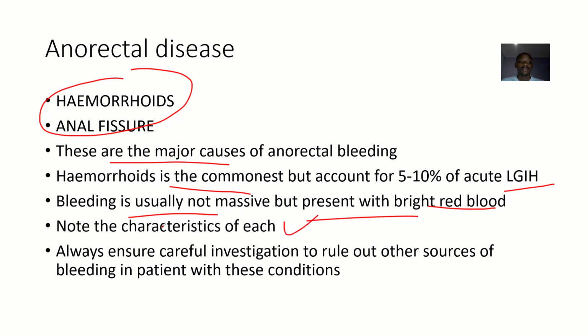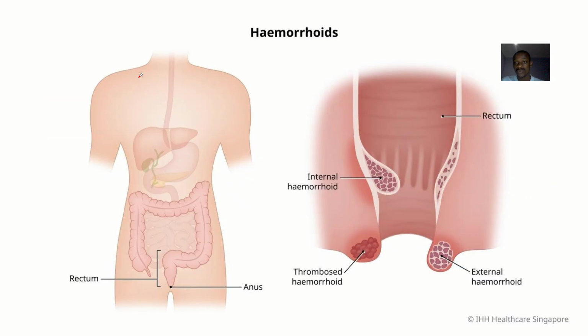Always ensure careful investigation to rule out other sources of bleeding in patients with this condition. We are talking about hemorrhoids and anal fissures, but bleeding is not exclusive to them. If you have a patient coming with bleeding in the stool, you don't just say this is only bleeding in the rectum or anus. You could do a total colonoscopy where you observe the whole colon just to rule out other possible comorbidities.